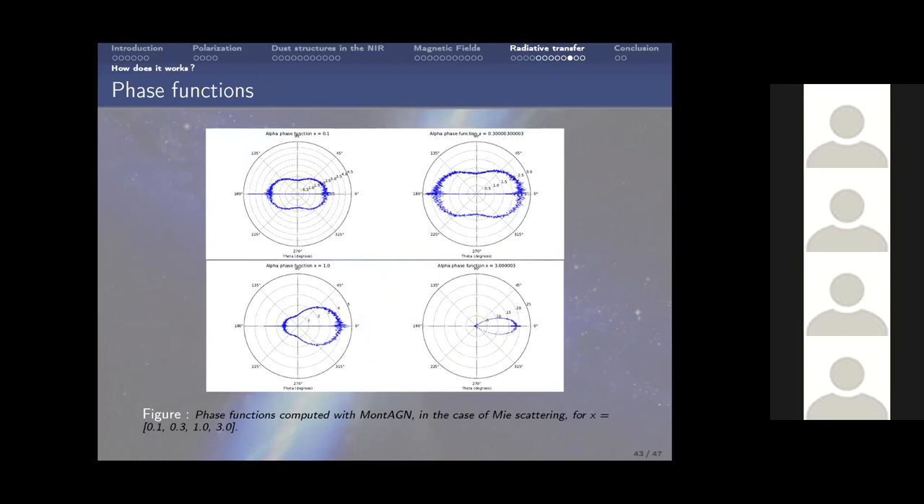Then, I'm not going to go into too much detail on the phase function, but for each scattering event, we compute the exact probability density of the orientation of the scattering angle after the interaction. That depends on a lot of parameters, basically the ratio between the wavelength and the size of the grains. You can see the classical Rayleigh function on the left side, and then you get some more complex phase functions depending on this ratio between the wavelength and the size of the grains.